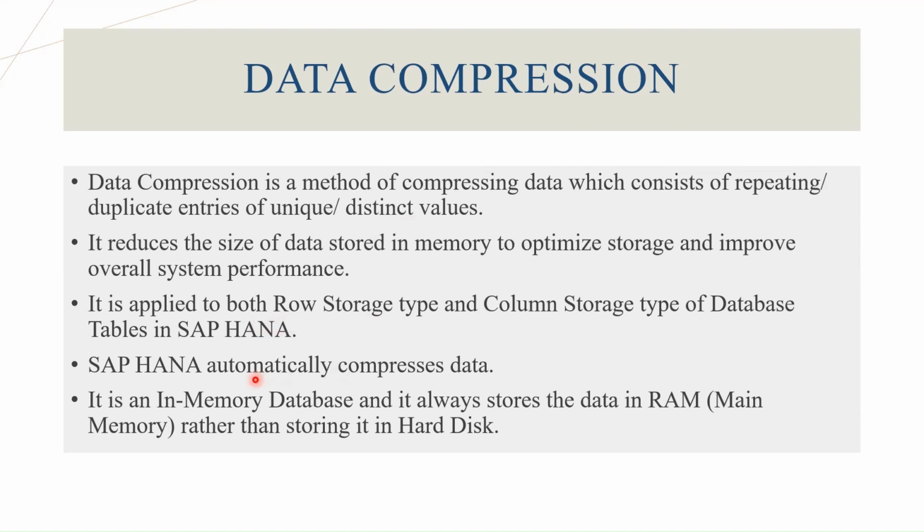Since column store works on SAP HANA database, it has an inbuilt feature of compressing data automatically. Moreover, SAP HANA is an in-memory database engine and it always stores the data in RAM, which is also called main memory, rather than storing it in hard disk. We will be learning about what this in-memory database is in the next lecture.